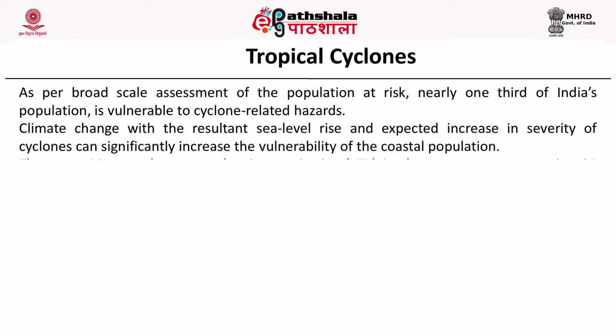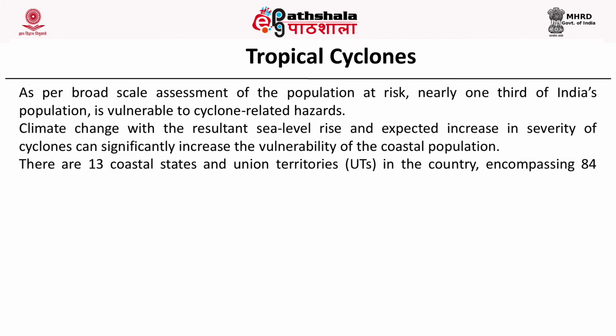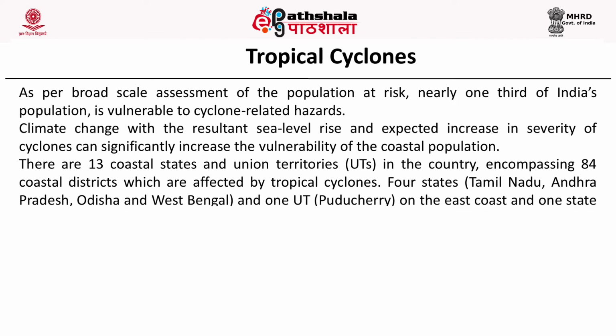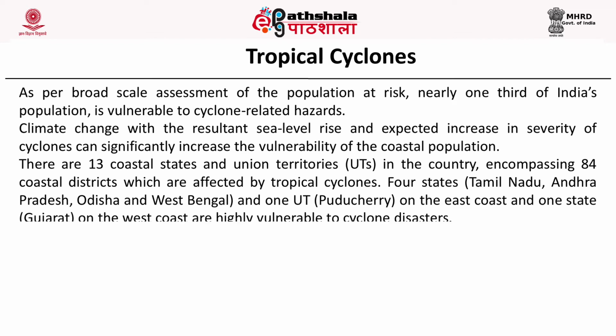Climate change, with the resultant sea level rise and expected increase in severity of cyclones, can significantly increase the vulnerability of the coastal population. Further, there are 13 coastal states and union territories in the country, encompassing 84 coastal districts which are affected by tropical cyclones. 4 states, Tamil Nadu, Andhra Pradesh, Odisha and West Bengal, and 1 union territory, that is Puducherry on the east coast, and 1 state, Gujarat, on the west coast, are highly vulnerable to cyclone disasters.